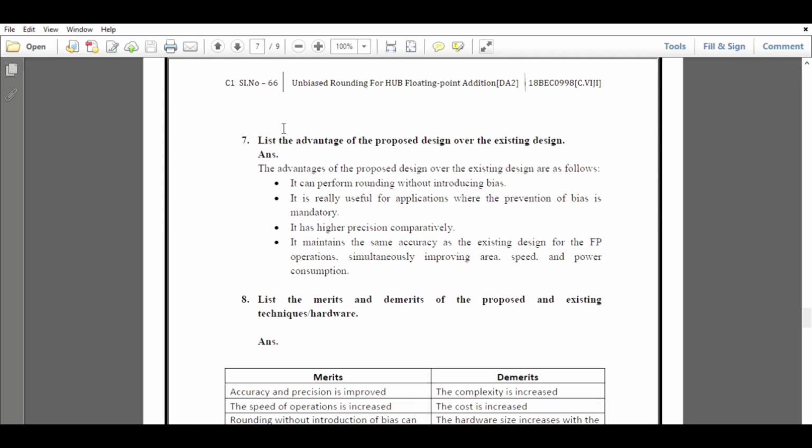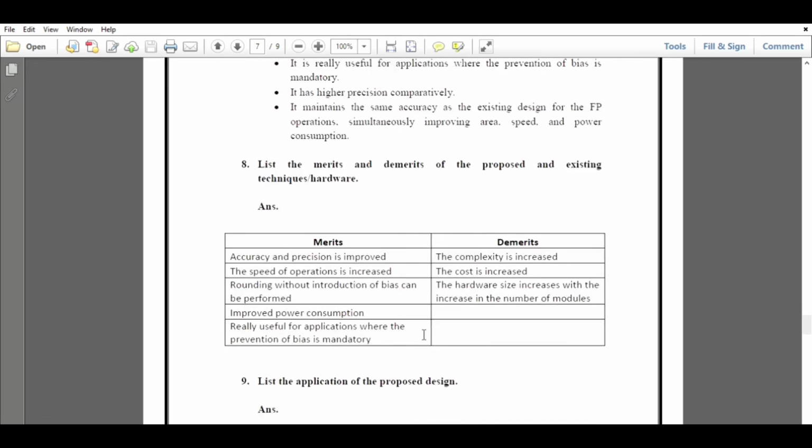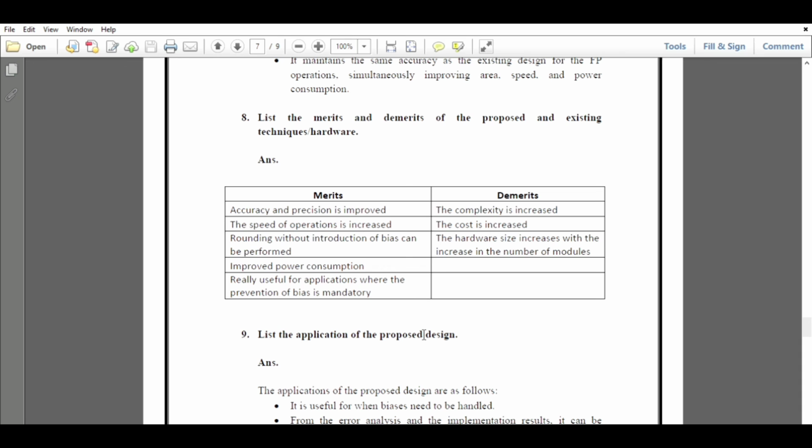These are the advantages of the proposed design. It can perform rounding without introducing a bias. It is very useful for applications where prevention of bias is mandatory. Higher precision comparatively, and it maintains the same accuracy as the existing design for the floating point operation, simultaneously improving area, speed and power consumption. Here are the merits and demerits of the hardware.